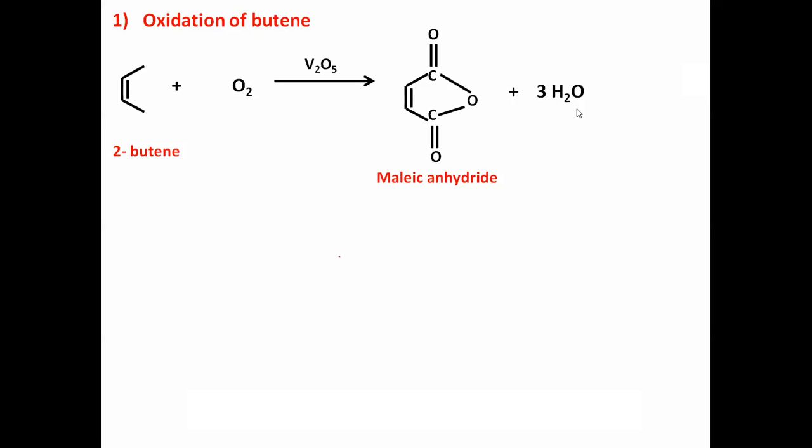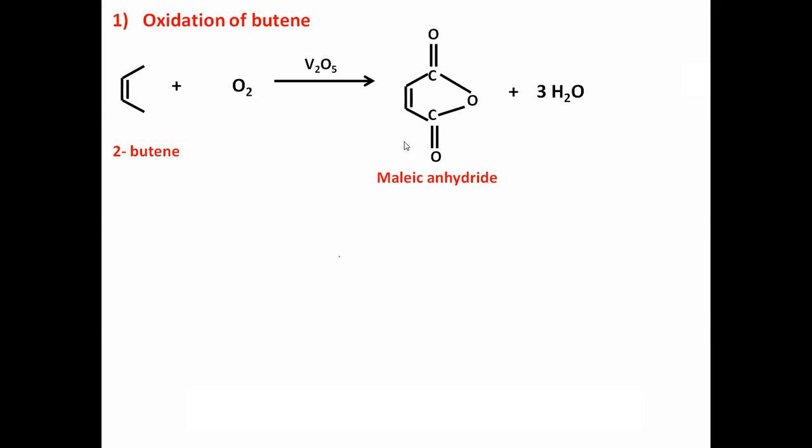Now 6 hydrogen means how many H2O? Obviously 3 H2O, because 3 into 2 is 6. So you should guess in this way the number of water molecules by counting hydrogen. Since we have 6 hydrogen remaining, we must write 3 H2O molecules. This is the way you should do it. Don't mug it up. It's very simple.